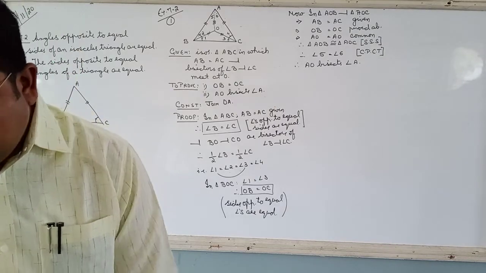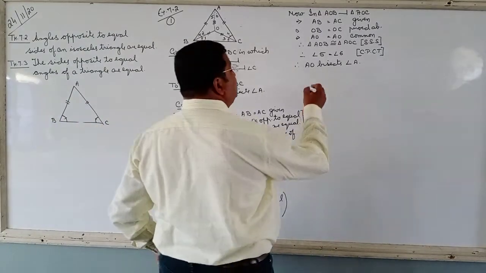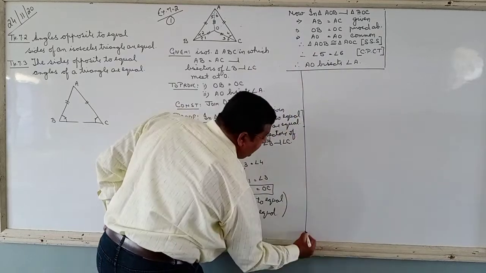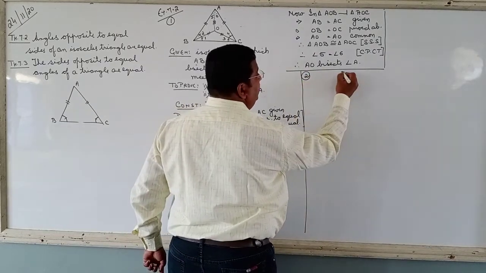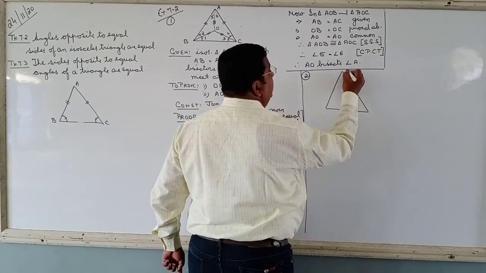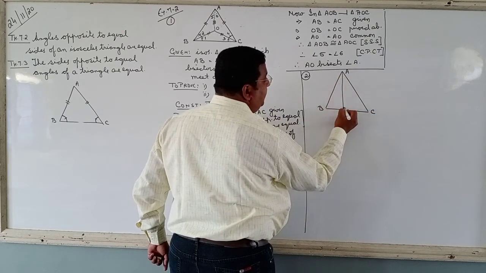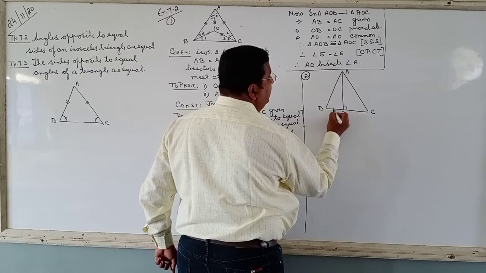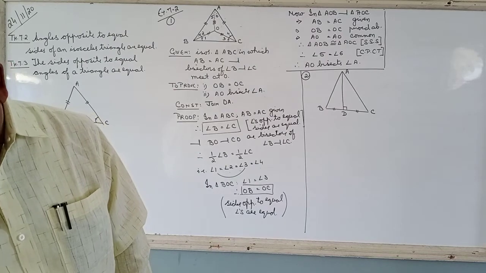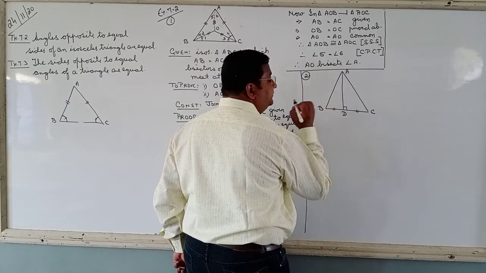Same kind of question. In triangle ABC, AD is the perpendicular bisector of BC. Perpendicular bisector. We know what is perpendicular and we know which is the bisector. In triangle ABC, AD is the perpendicular bisector. Perpendicular bisector means BD is equal to CD. This is what it means. Show that triangle ABC is an isosceles triangle.